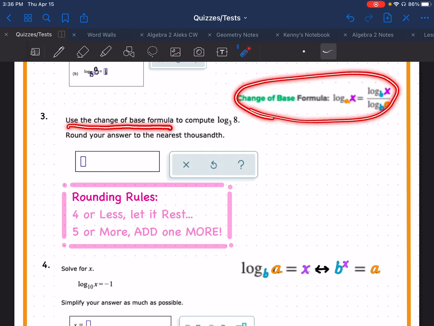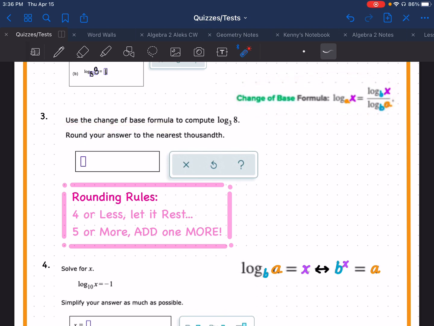Here's our change of base formula right here. So you're going to take the log that they gave you and you're going to color it just like this. But if you take a look, what the change of base formula basically does is it takes the larger of the two numbers, which is my purple X, and it divides it by the smaller of the two numbers, which is my orange A.